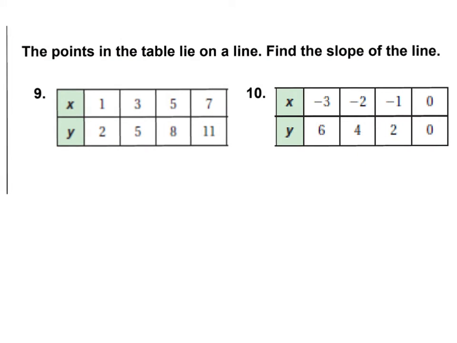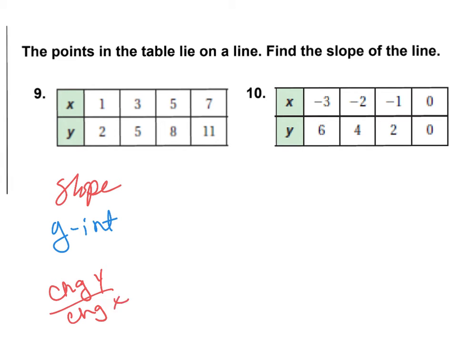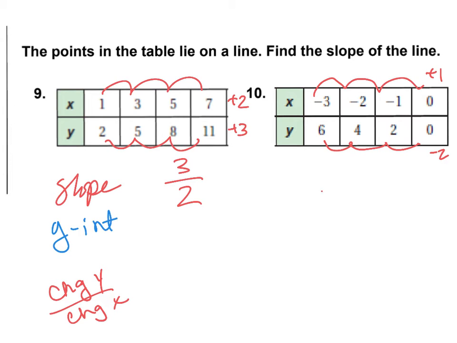Now let's use our tables. We're going to find slope. We're going to find y-intercept. Slope, remember, is the change in y over the change in x. So here I'm going up 3, x I'm going up 2, and remember you have to flip these over, so our slope here is 3/2. Y is going down by 2, x is going up by 1, so I have negative 1/2.